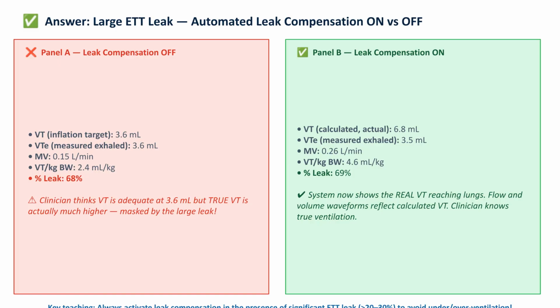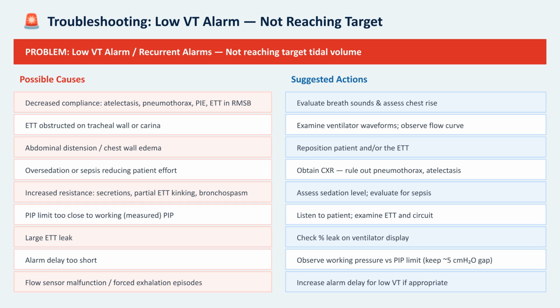under or over ventilation. When troubleshooting a recurrent low VT alarm or not reaching the target tidal volume, consider possible causes like decreased compliance, ETT obstruction, or a large ETT leak. Suggested actions include evaluating breath sounds, examining ventilator waveforms, repositioning the patient or ETT, and obtaining a chest X-ray to rule out pneumothorax or atelectasis.